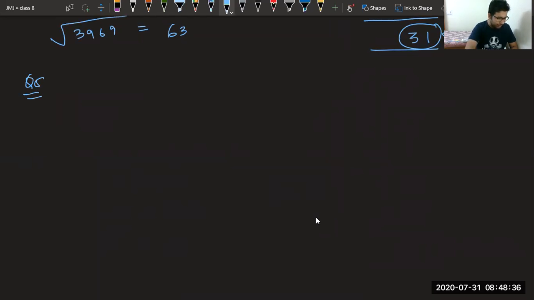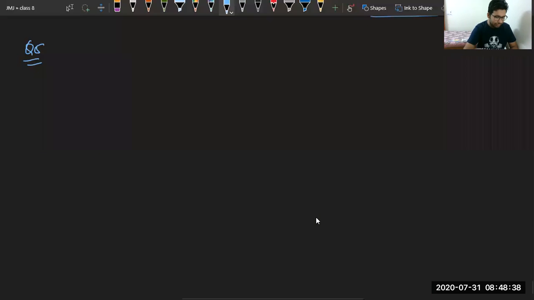Question 5 is saying, find the least number that must be added to the following numbers to get a perfect square. Now let's start with 525. Let's start with the first part, 525. First, let us check whether it is a perfect square or not.